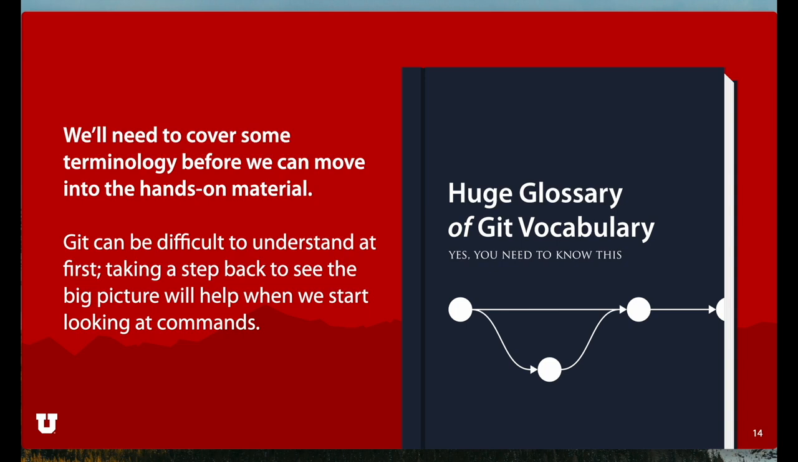So in order to do so, I have this sort of glossary of material where I stylize my slides as the pages of a book. And when it looks like a book, that means that we're covering some vocabulary and we're not actually looking at commands or things that you do from the command line to actually use Git. But by taking a step back to see the big picture, I think this will really help when we do start looking at actual commands.